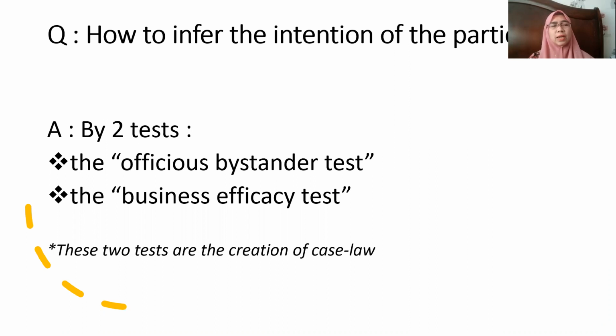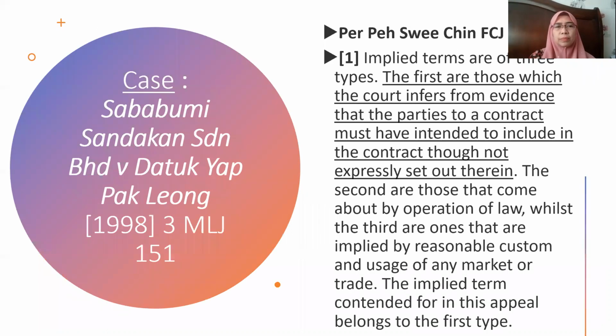Actually, the court has formulated two tests. In order to make the relevant inference, to ascertain the intention of the parties, there are two relevant tests here. The first one is the officious bystander test, and the other one is the business efficacy test. Of course we cannot find these two tests in statutory provisions, but these two tests are a creation of case law. They are formulated by way of decided cases.